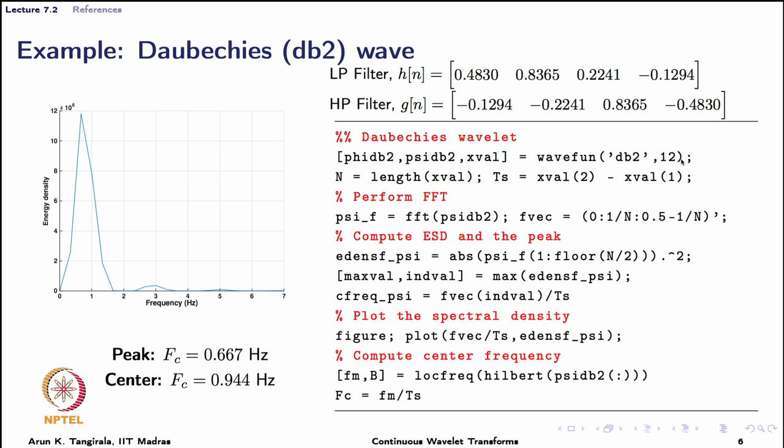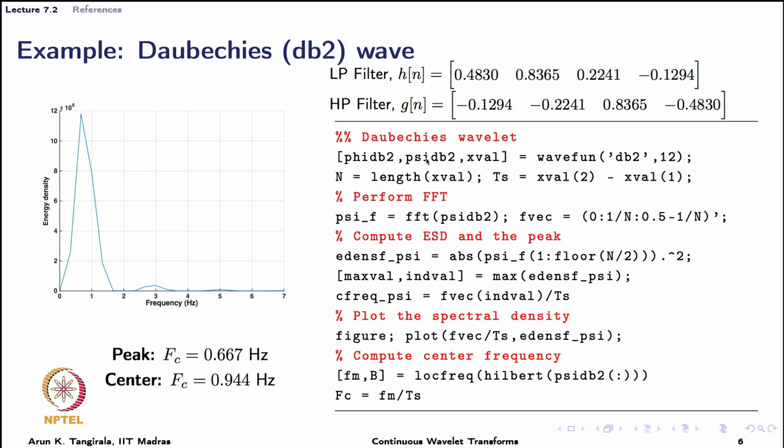As I said, I need to compute this iteratively. So, I specify in wavefun the number of iterations over which I want to compute. The larger the number of iterations, the more accurate is the computation of the wave. So, I specify here dB2, the string, comma 12, and wavefun returns the values of the Daubechies wave of this particular filter, and it returns, as we have just discussed, the scaling function, the wavelet function, and the time points over which it has computed the dB2 wave.